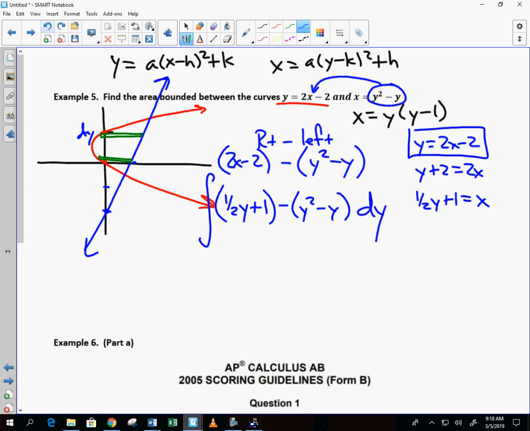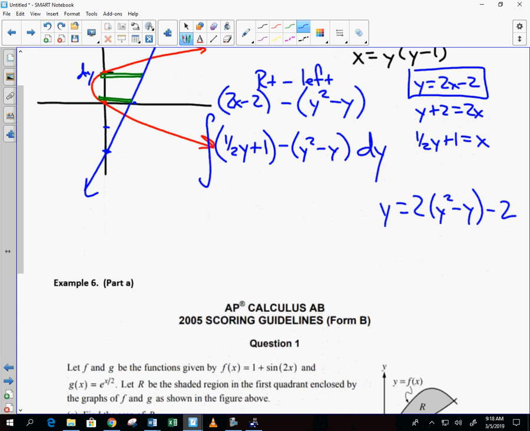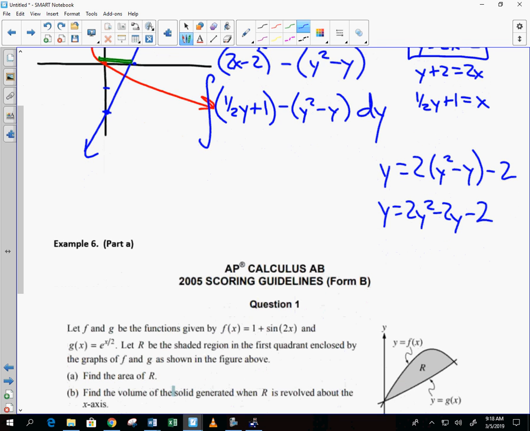Okay. So if we do that, then we get y is equal to 2 times y squared minus y minus 2. So are we okay there? All right. So we have y is equal to 2y squared minus 2y minus 2. Now what? Subtract the y. So 0 equals 2y squared minus 3y minus 2.